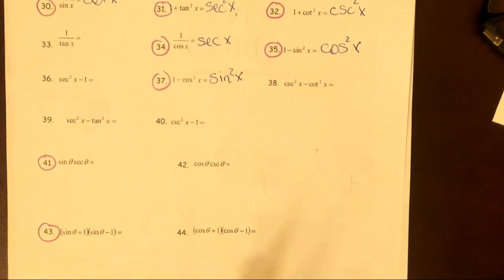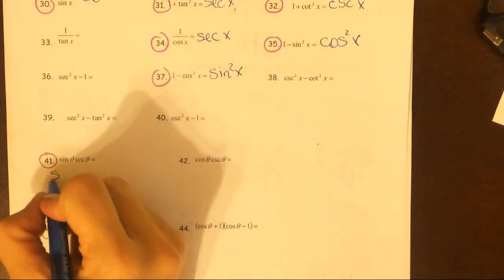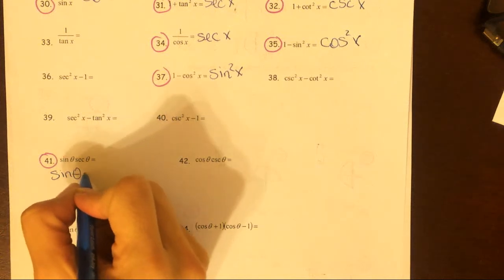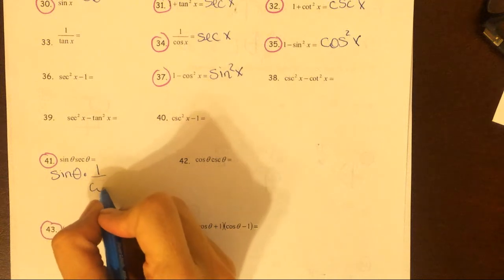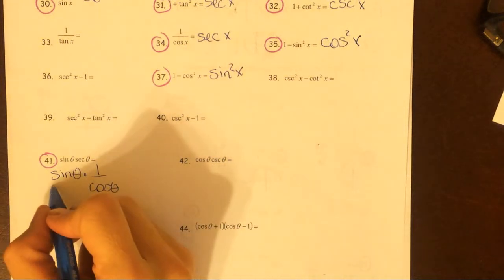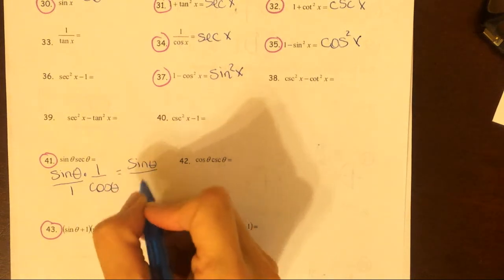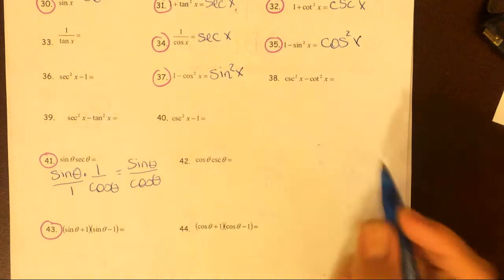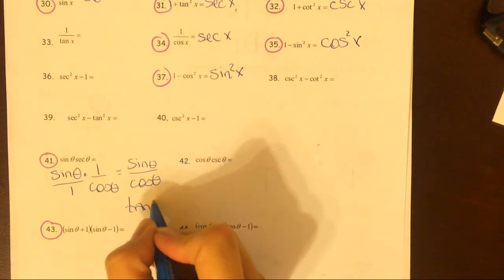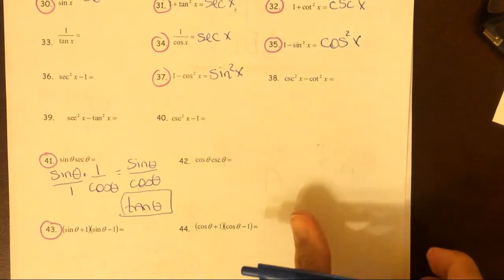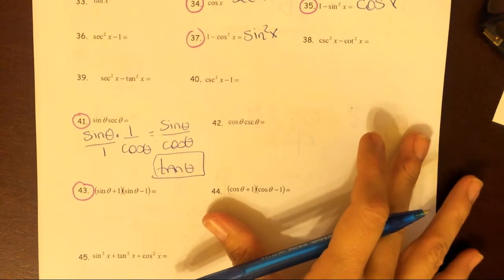On 41, they want me to actually go multiply. You did something like this on your assessment. So it says sine theta times, I'm going to change secant to be 1 over cosine theta. And now I'm going to put my sine over 1. I'm going to multiply top times top. And I'm going to multiply bottom times bottom. And now I see one of my identities, sine over cosine, is really just tangent. Okay? And you're going to do the same thing for 42. I'll let you try that in a second.